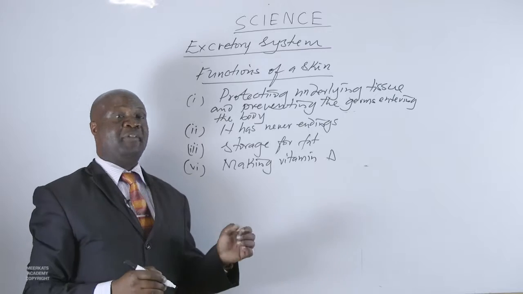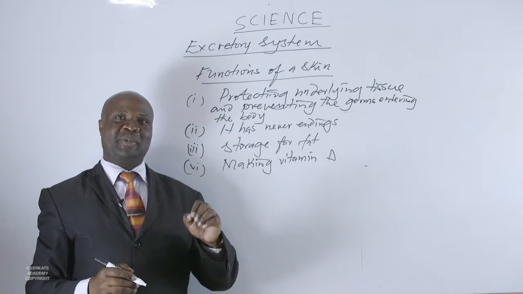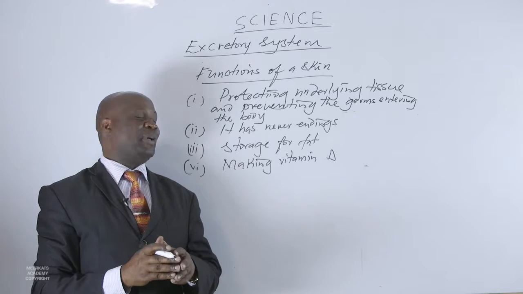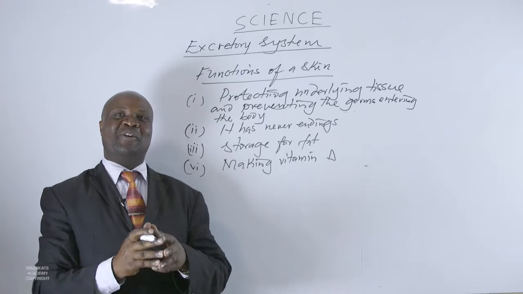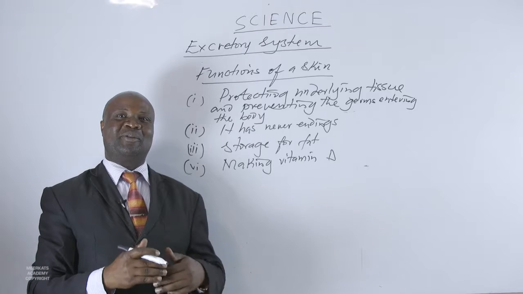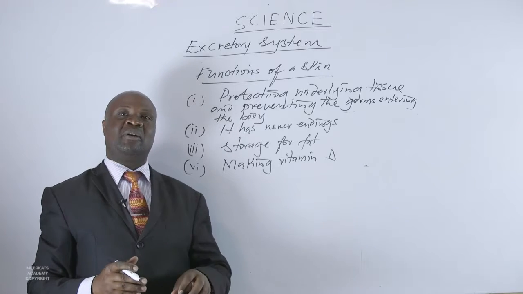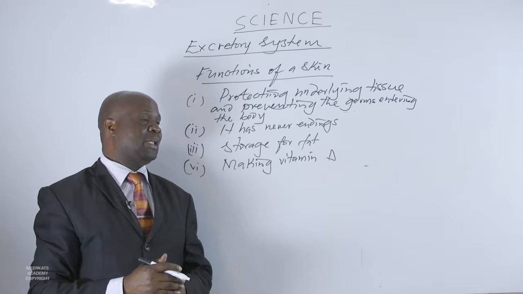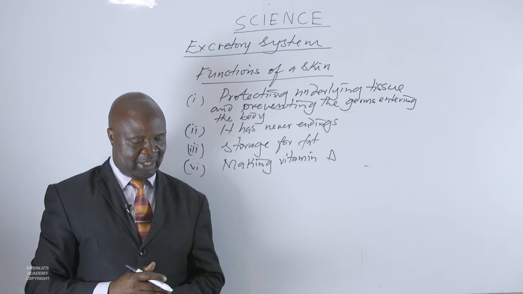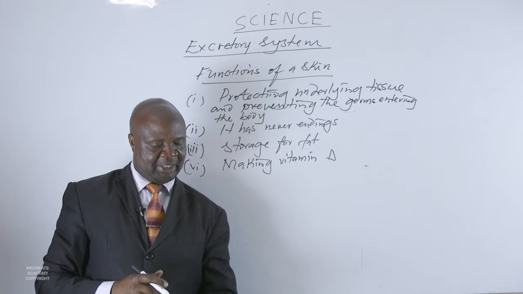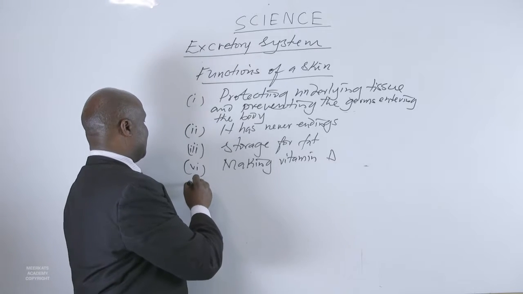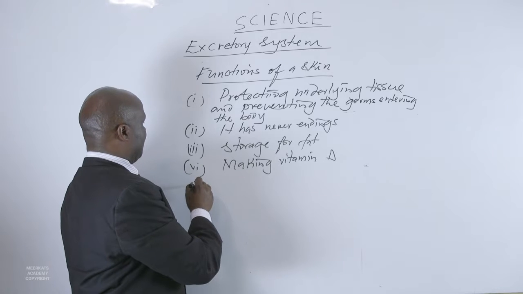And what we are saying about the skin, for the skin to make vitamin D, it has to use sunlight. So if you go out and bask in the sun, the skin has the ability of taking that sunlight and manufacturing vitamin D that is required by the body. Apart from that, we can say it controls the body temperature.